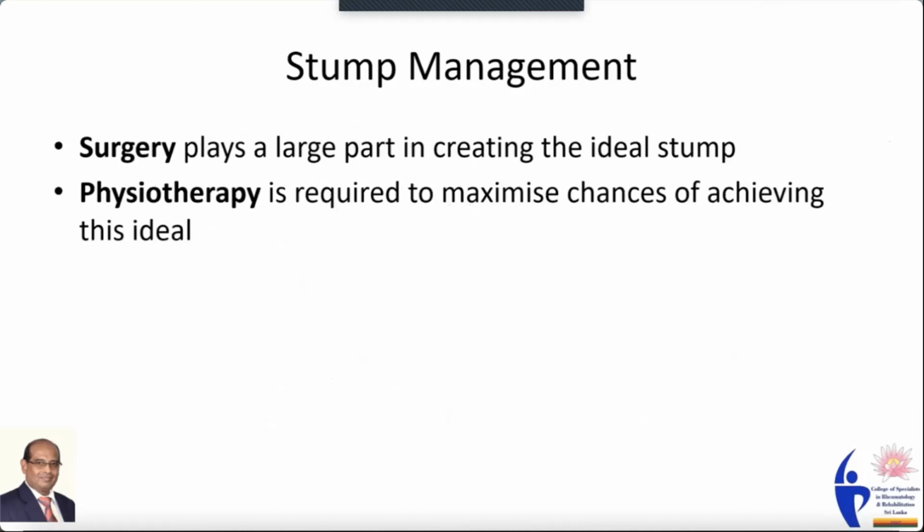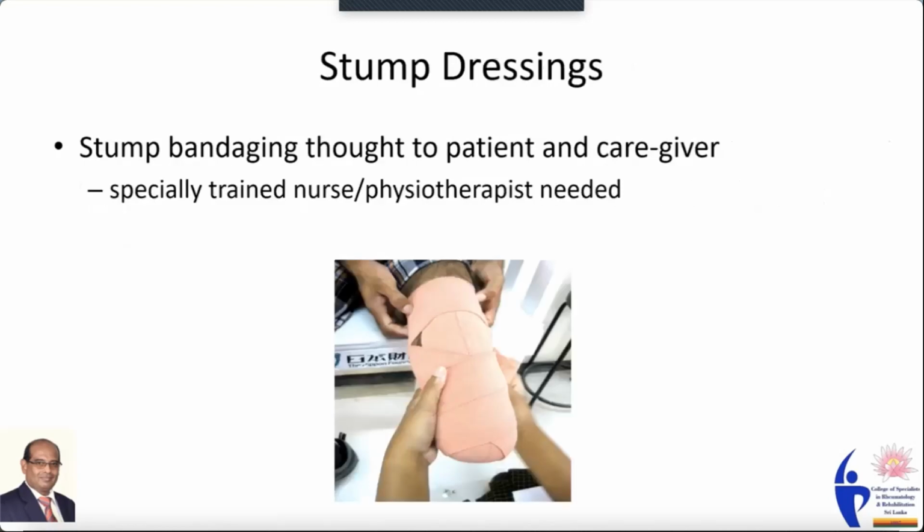Surgery plays a large part in creating an ideal stump, so it should be done technically correctly, so that you don't get any issues when using a prosthesis. Then physiotherapy is required to maximize the chance of achieving this ideal stump. Stump dressings are usually done to achieve many of these goals, mainly getting a good stump shape, improving healing, and preventing pain.